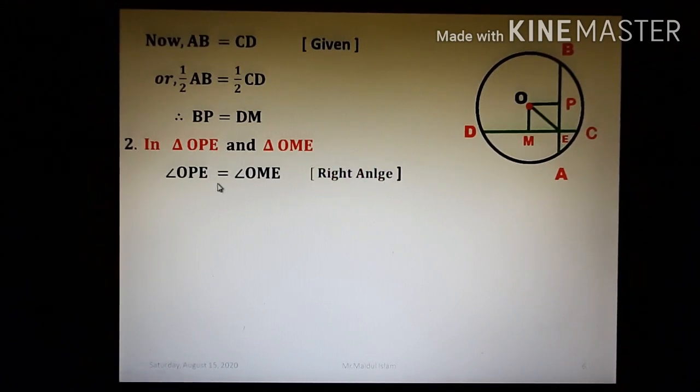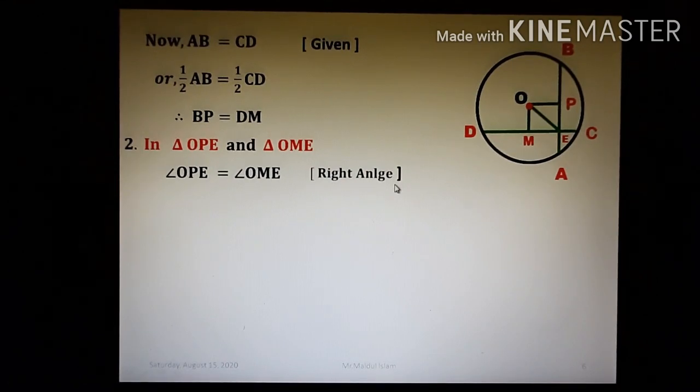Why are they 90 degrees? Because OM is also perpendicular and OP is also perpendicular. Then therefore there will be how many degrees? 90 degrees, and here is also 90 degrees. In these two triangles, we can write angle OPE is equal to angle OME. Why are they equal? Because they are right angles to each other.